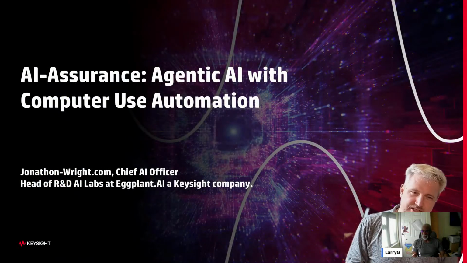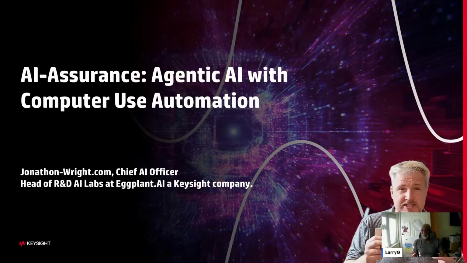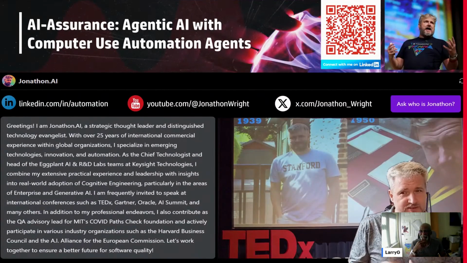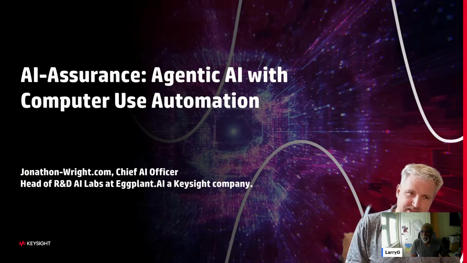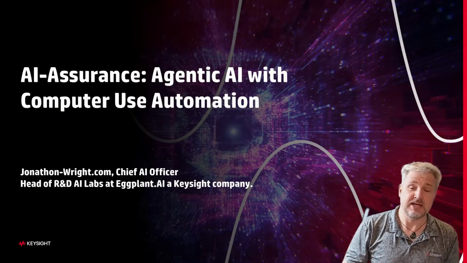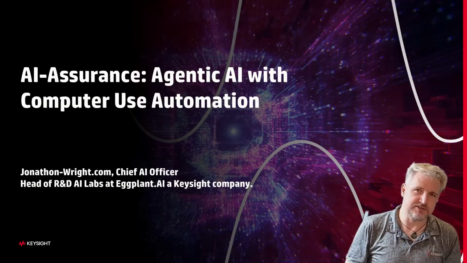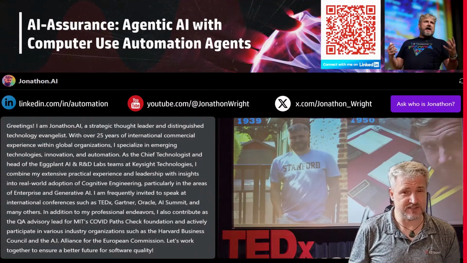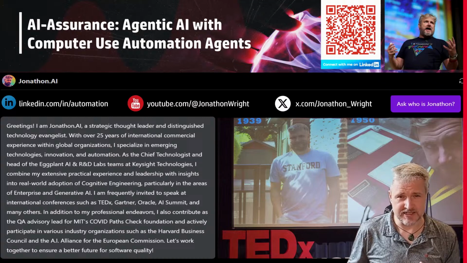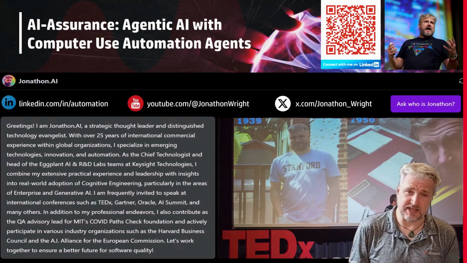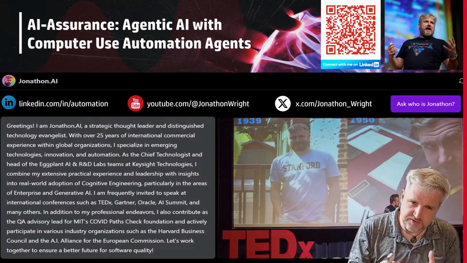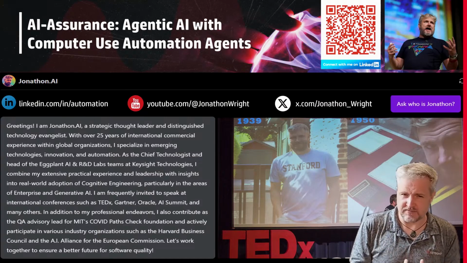Hello and welcome to my session on AI assurance, agentic AI with computer use automation. So I've been in the automation landscape for the last 4 decades, starting in the early 90s. And more recently, for the last 10, 15 years, I've been building AI-infused systems. So what does that really mean?